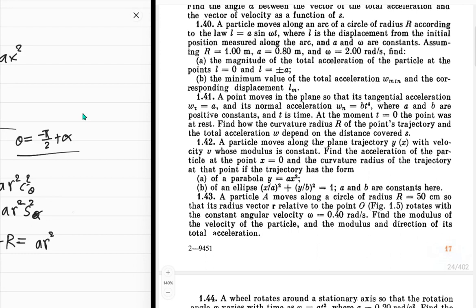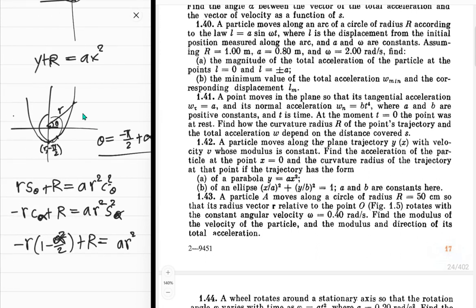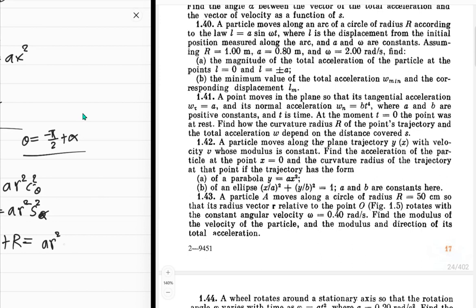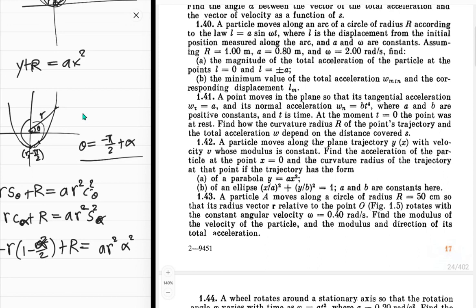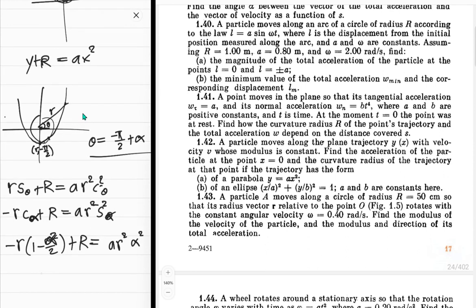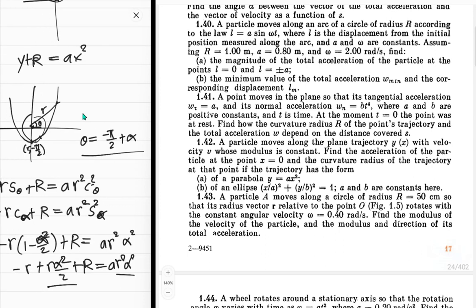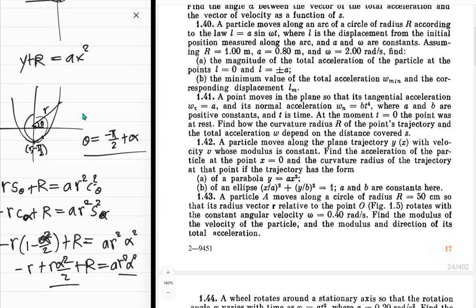So sine squared of alpha, it should be theta. Sorry, it should be alpha over there. Fine. Sine squared alpha is already just alpha squared. Nice. So now what must happen is, let's just do it. Negative r plus r alpha squared upon 2 plus r is equal to ar squared alpha squared. So for there to be no dependence on alpha, these two things must be the same. That is, yeah, this looks perfect.